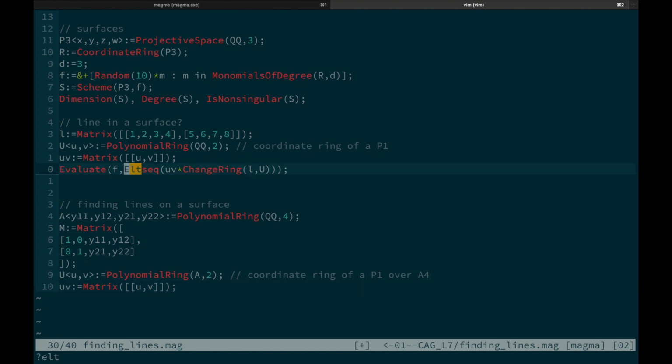Let's do this by taking that part over here. So remember, (u v) times a change of ring, but now of m to u. If I were to try to multiply (u v) with m, this would throw an error. So I change m to be a matrix over the ring u. I multiply and then read the entries with lsec, element to sequence. Should take everything.